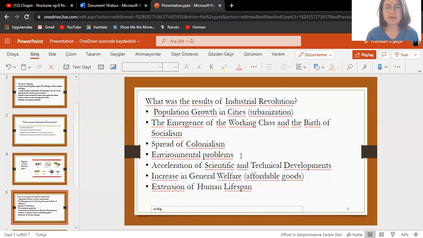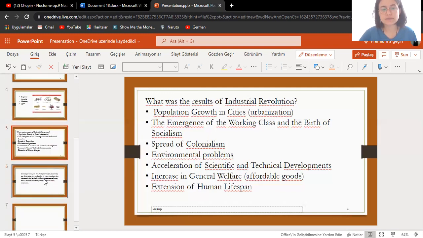Increase in general welfare, and it means affordable goods. For example, tea and sugar or coffee were something luxurious at that time. But after the Industrial Revolution, they became more affordable. They became more affordable, so the middle class could access them. An extension of human lifespan, and it's also about the scientific and technical developments.